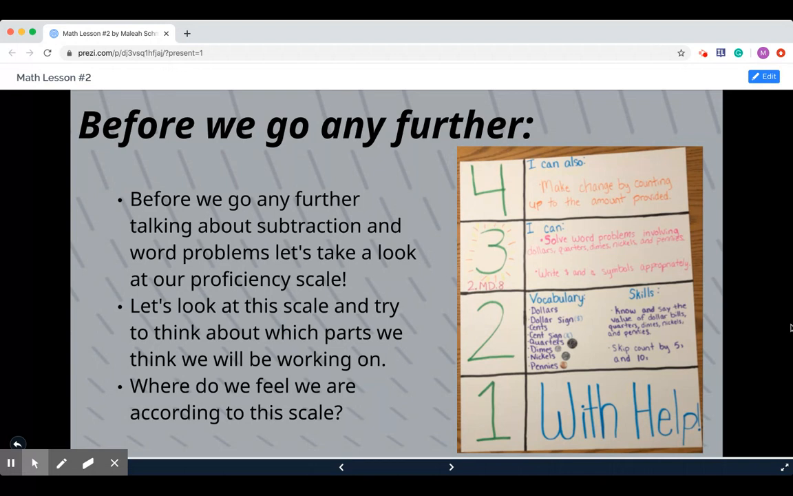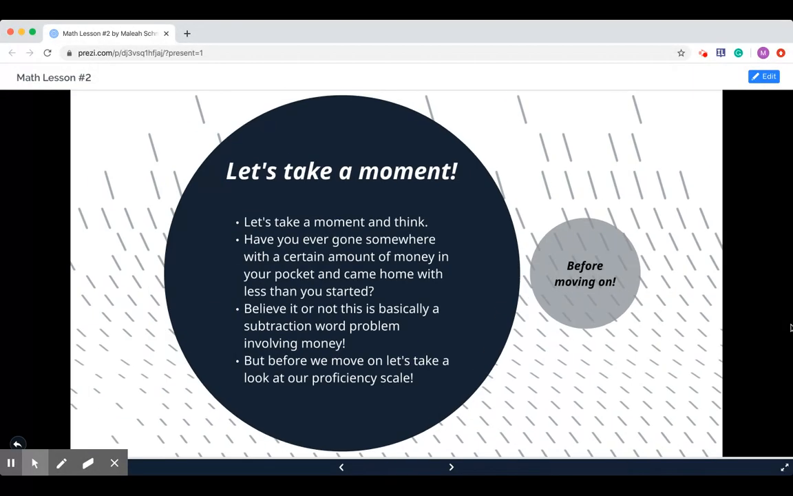So, we're going to take a pause from talking about our subtraction word problems, and let's look at our proficiency scale. While looking at this scale, try and think about which part you think we'll be working on. Glance at it and think about which parts we're going to work on, and where do you feel like we are according to this scale? So where do you think we are with this lesson, and also where do you think you are according to this scale? Okay.